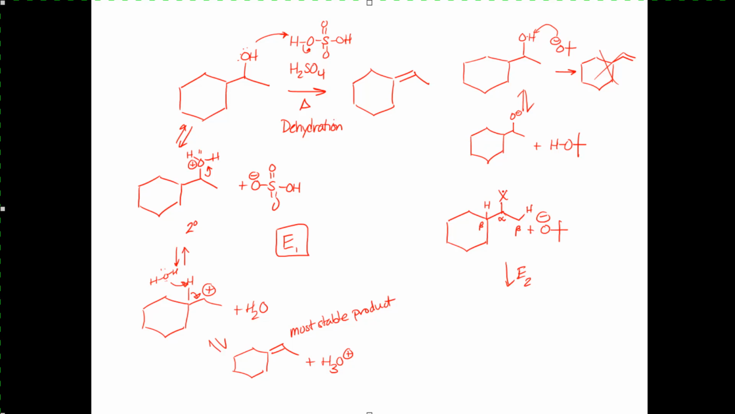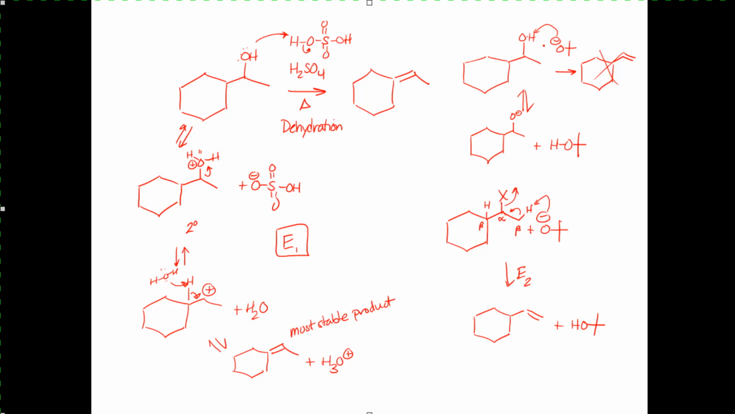Sure, because they're not locked into cis-trans by a ring. So both of these beta hydrogens can be removed. Which one will be removed? The one that is least sterically hindered, which is the one on the right. So my tert-butoxide would come in, grab that hydrogen, and we would do an E2 elimination so that I could form the double bond to the least substituted double bond, the so-called Hofmann product.